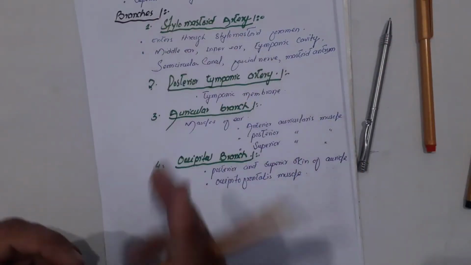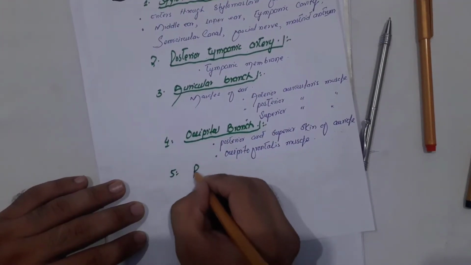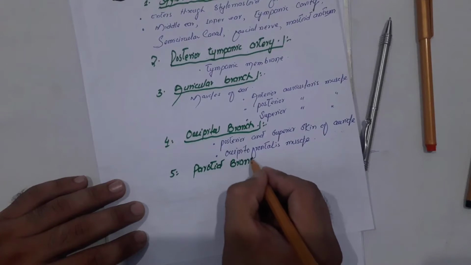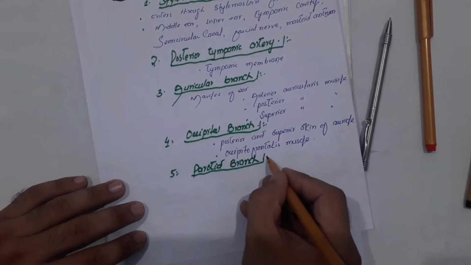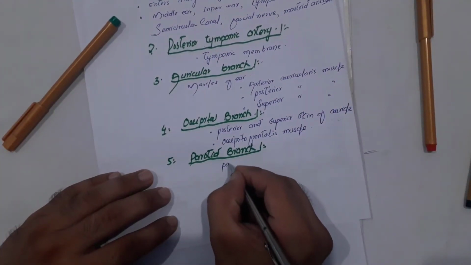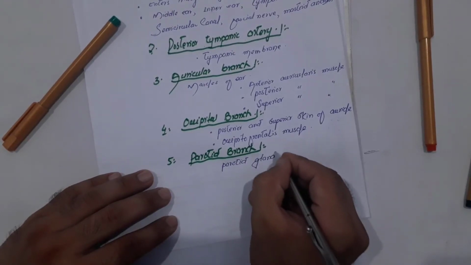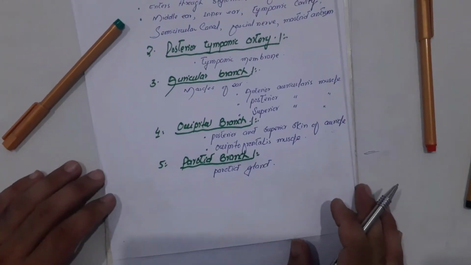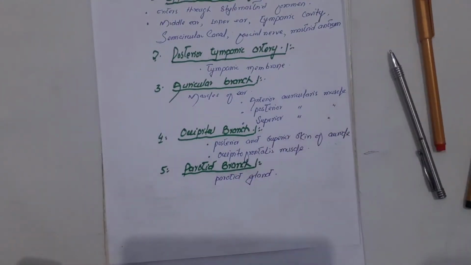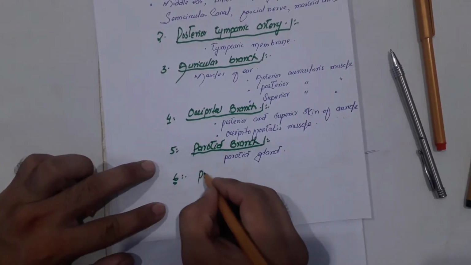Now the fifth branch of this posterior auricular artery is the parotid branch. Look carefully. What does it mean? It means that this artery must supply blood to the parotid gland, right? The parotid gland is supplied by the parotid branch of the posterior auricular artery. Not only this one, but this posterior auricular artery also gives a branch there. And the last branches are called the perforating branches, right?